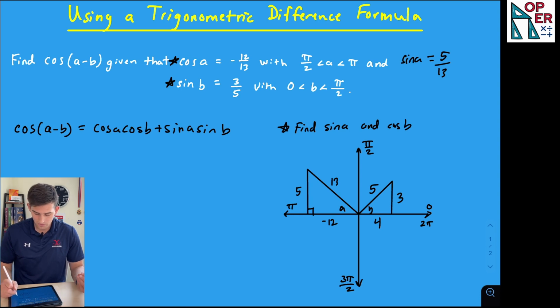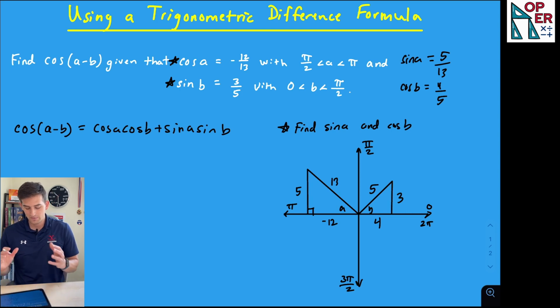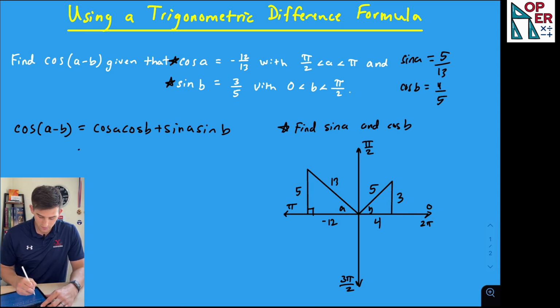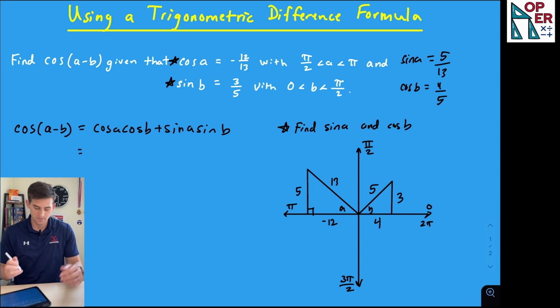So we need to know cosine of b. So we'll write it up here, cosine of b. And that would be adjacent over hypotenuse, which according to our diagram would be 4 over 5. So now we have cosine of a, cosine of b, sine of a, sine of b. Let's plug those values into our difference formula and solve for cosine of a minus b.